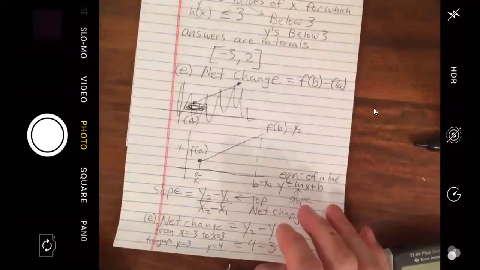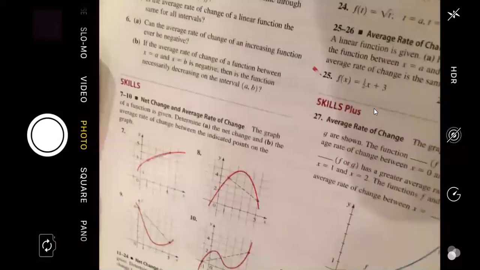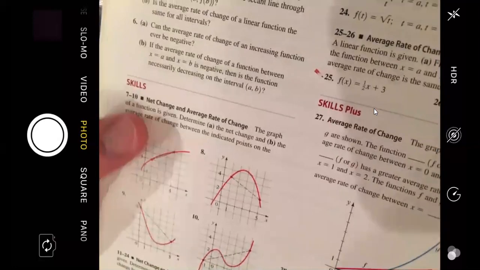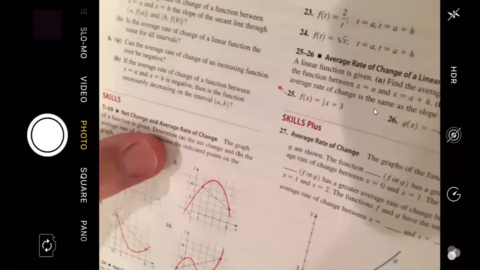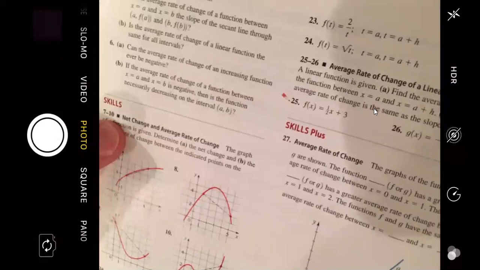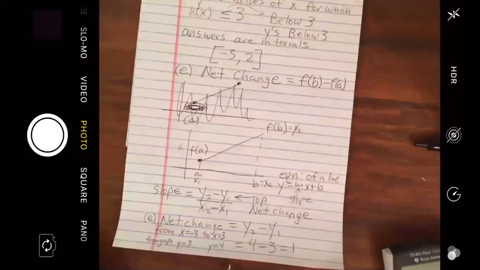Okay, let's see, in the homework, in 2.4 here, page 224, they're asking about net change and average rate of change. Average rate of change is your full slope formula. Net change is just the top. And I froze. Okay, we're back.